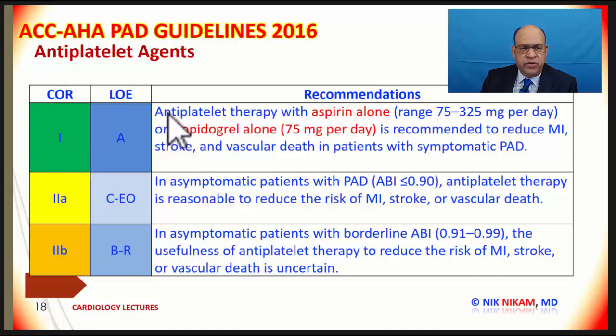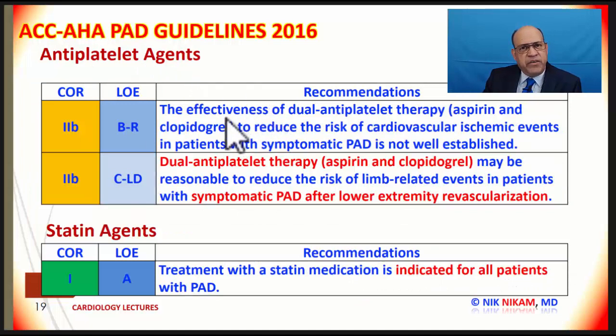Class 1 indication is to use antiplatelet therapy with aspirin alone, 75 to 325 milligrams per day, or clopidogrel alone, 75 milligrams daily, in patients with symptomatic peripheral arterial disease. In asymptomatic patients with peripheral arterial disease with an ABI of less than 0.90, antiplatelet therapy is reasonable to reduce the risk of myocardial infarction, stroke, or vascular death. However, if you have an asymptomatic patient with borderline ABI, it is uncertain whether antiplatelet agents would reduce these endpoints such as myocardial infarction, stroke, or vascular death.